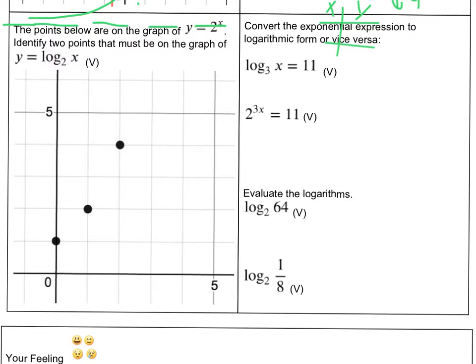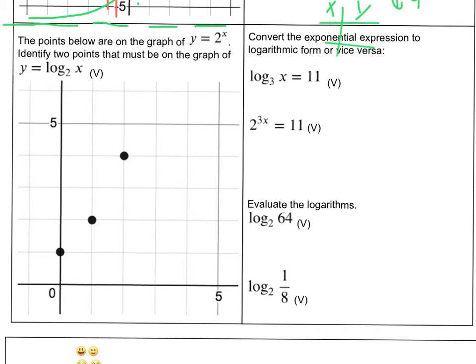All right, this next one, whatever this number is, it's not numbered, is based on the idea that exponents and logs are inverses. Since they're inverses, all of their points are going to be the opposite. So instead of (0, 1), it's going to be at (1, 0). Instead of (1, 2), it's going to be at (2, 1). And instead of (2, 4), it would be at (4, 2). And that's it. That's all this is.